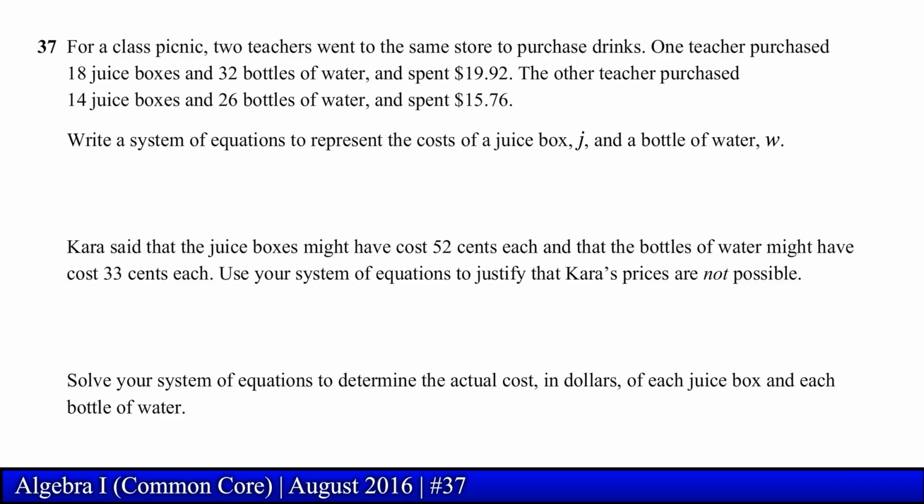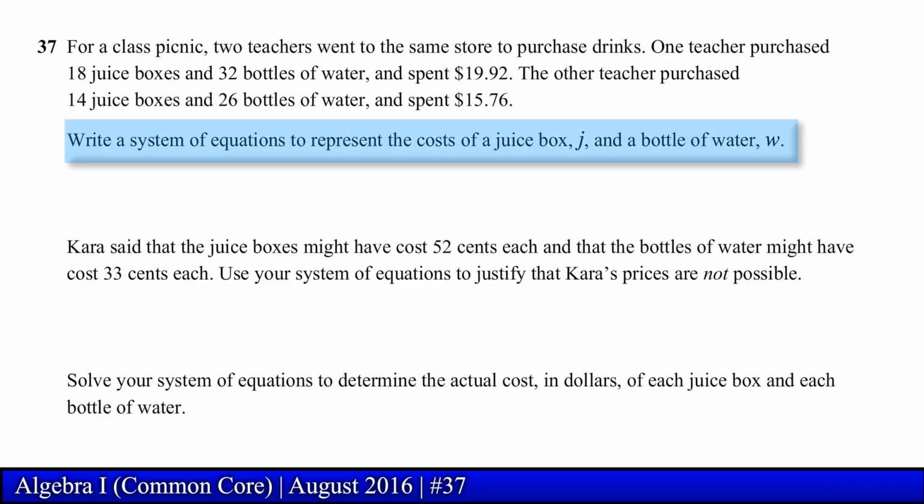W. Kara said that the juice boxes might have cost 52 cents each, and that the bottle of water might have cost 33 cents each. Use your system of equations to justify that Kara's prices are not possible. Solve your system of equations to determine the actual cost in dollars of each juice box and each bottle of water. In this problem, we need to write the system of equations that represents the cost of the items purchased.